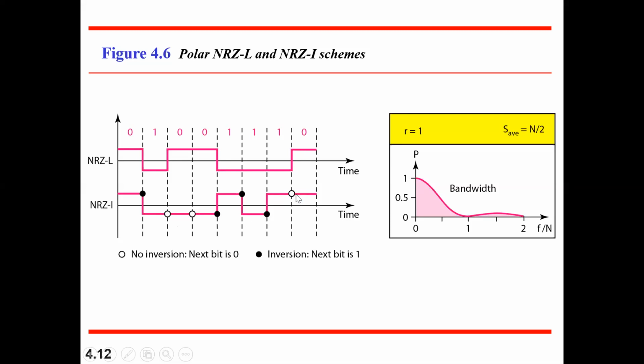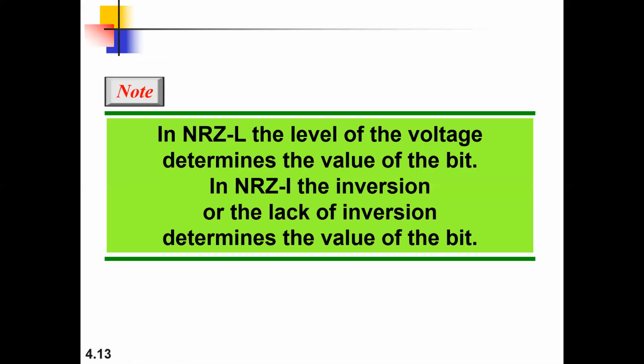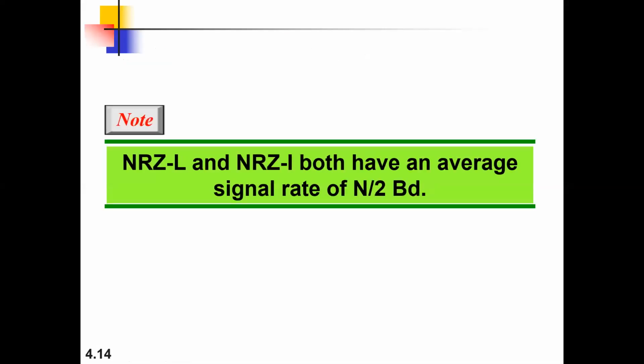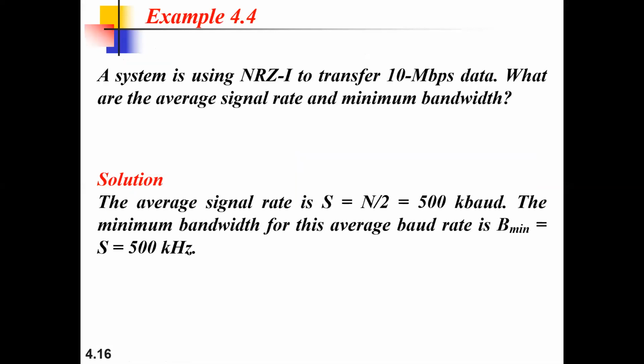So it needs to change with the highest amplitude. Previously, if it was with respect to your highest amplitude, then it should always come with respect to the lowest amplitude itself. So this is how it will work with respect to non-return to zero level as well as inverted signals. Both will have an average baud rate of N by 2, where N is the number of signal elements, sorry, number of data bits that you are transmitting.